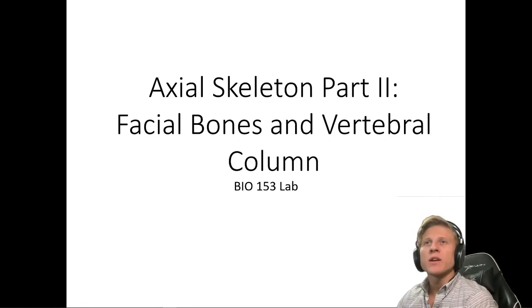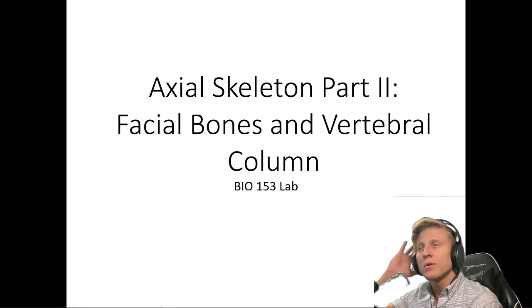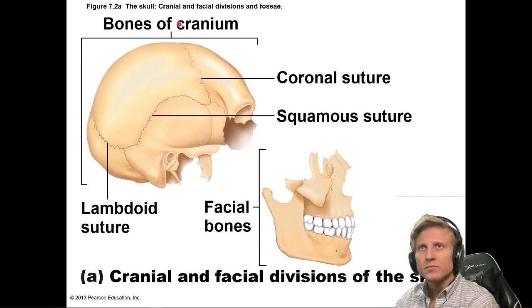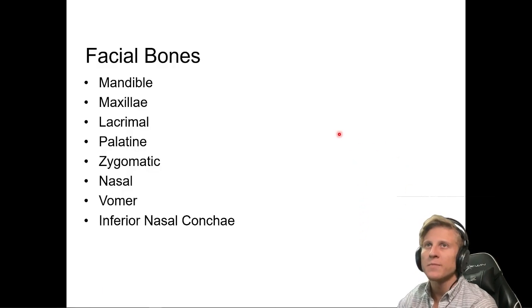Alrighty, continuing right along. So now we are going to focus in on the facial bones and the vertebral column as opposed to the cranial bones that we just covered. Again, just to orient ourselves, these are the bones of the cranium, a couple sutures. Please know these. We have the coronal suture along the top, the squamous suture along the side, the lambdoid suture along the back, the posterior portion of the skull. But now we're going to focus in on these facial bones right here.